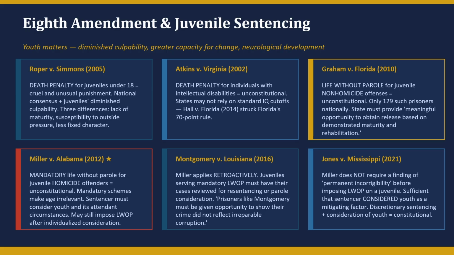for rehabilitation. Montgomery v. Louisiana in 2016 made Miller retroactive, requiring resentencing or parole considerations for thousands of individuals serving mandatory life without parole sentences imposed as juveniles. Jones v. Mississippi in 2021 pulled back somewhat from Montgomery's implications. The court held that Miller does not require the sentencer to make an explicit finding of permanent incorrigibility before imposing life without parole. It is sufficient that the sentencer had discretion and considered the defendant's youth as a mitigating factor. Justice Sotomayor's dissent argued this gutted Miller's essential holding.